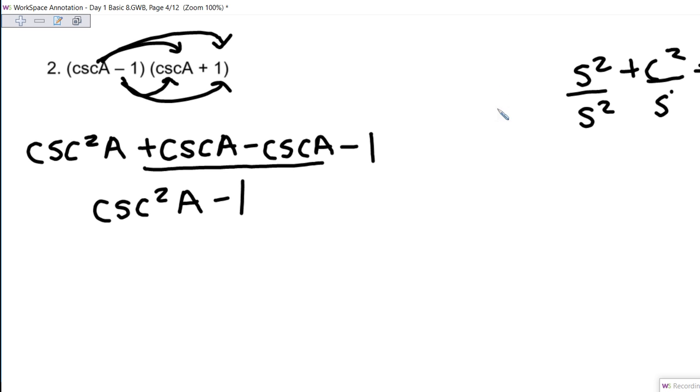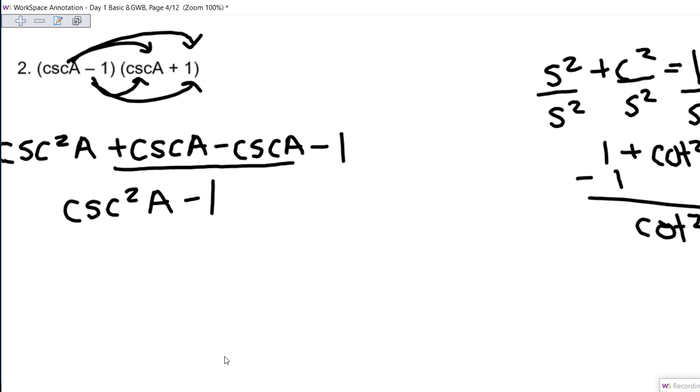So what's sine squared divided by sine squared? 1. And cosine squared divided by sine squared is cotangent squared. And 1 over sine squared is cosecant squared. But over here I have cosecant squared minus 1. So what do I have to do here? Subtract 1 to both sides. So that gives me cotangent squared is equal to cosecant squared minus 1.